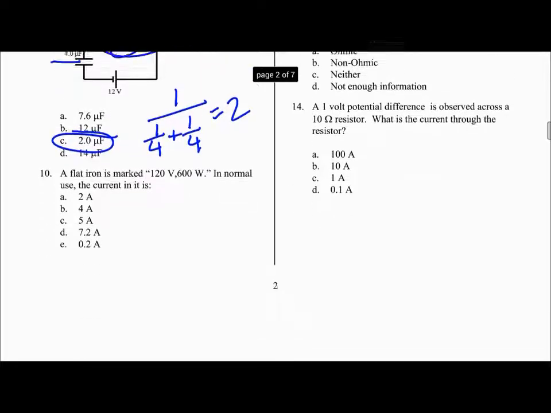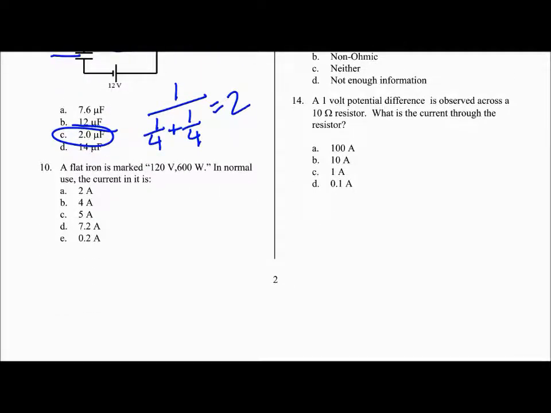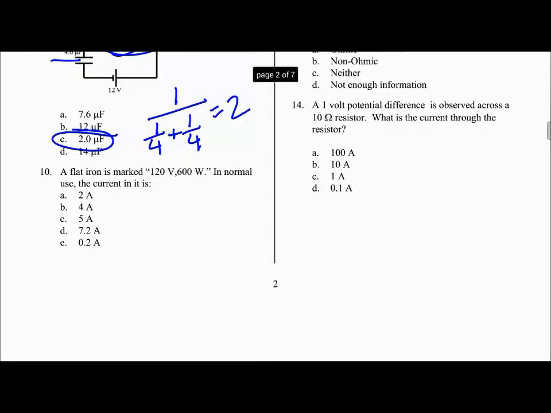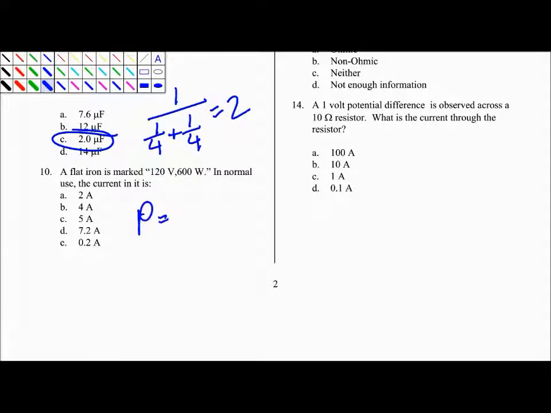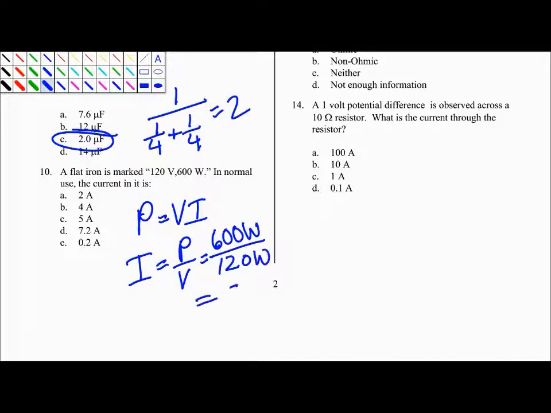A flat iron is marked with a voltage 120, power 600, and normal use the current is what? Okay, well, I know P is equal to V times I, so I is P over V. That's 600 over 120. That's equal to 5 amps.